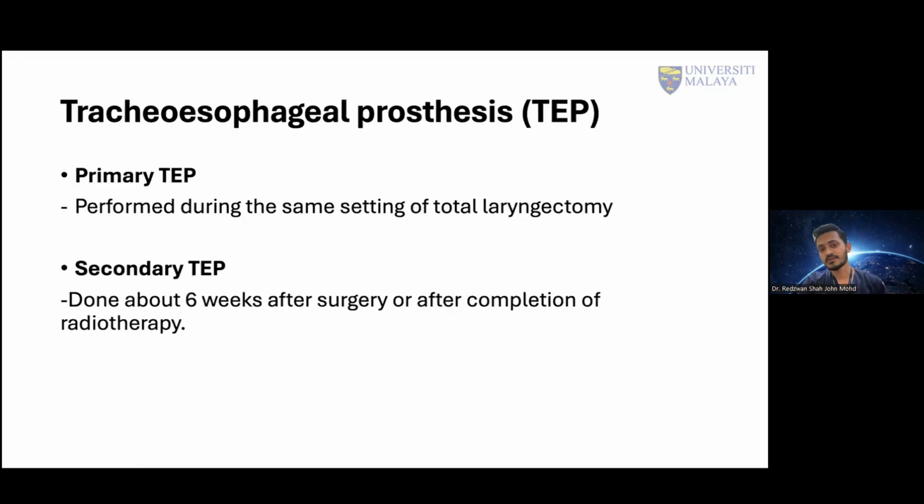Now let's move on to the tracheoesophageal prosthesis, also known as TEP. The tracheoesophageal prosthesis is inserted via a procedure called the tracheoesophageal puncture. It can be done as a primary TEP or a secondary TEP. Primary TEP is usually performed in the same setting as the total laryngectomy, whereas a secondary TEP is done about 6 weeks after surgery or after completion of post-operative radiotherapy.